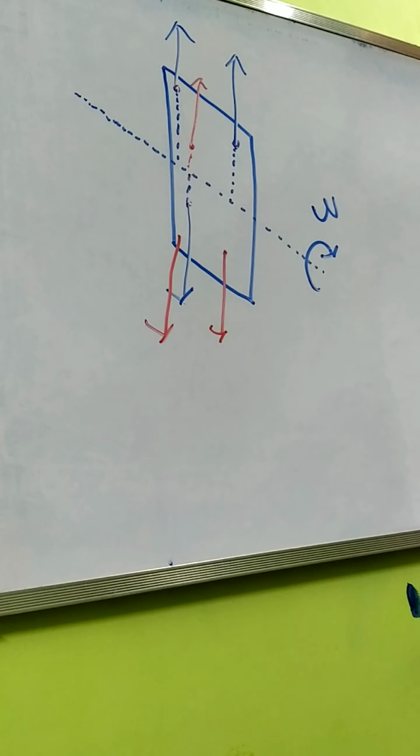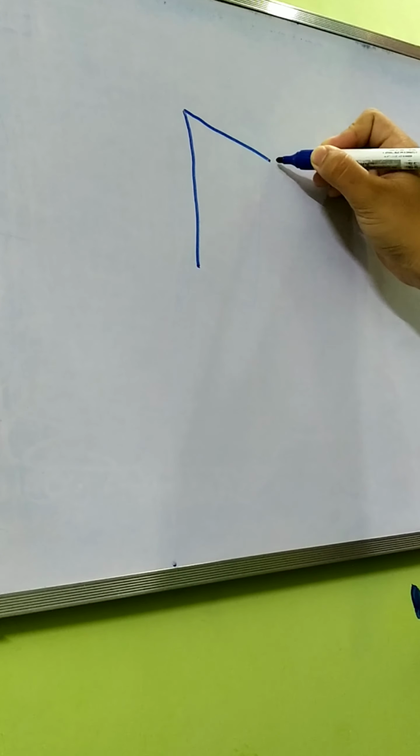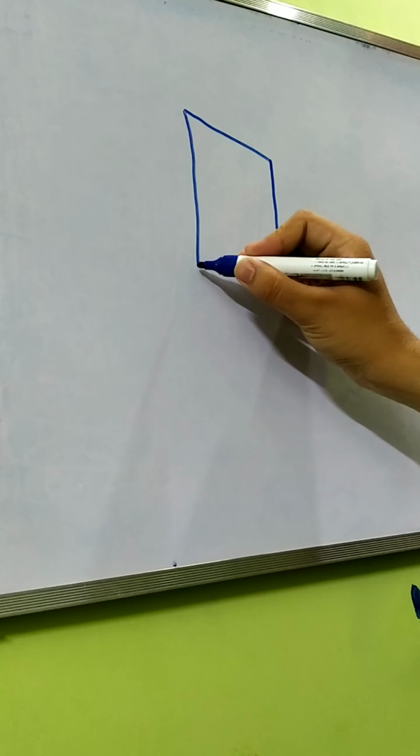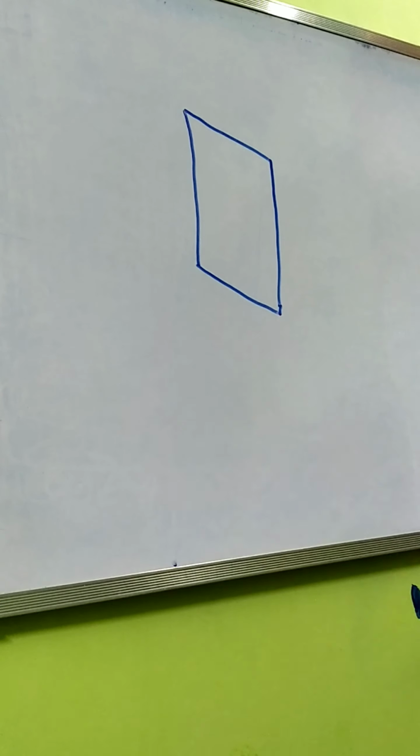Now, let's consider that the body is tilted. I mean, the book here is tilted. Now the axis is not passing like this actually. Now the axis is actually passing like this. Now the body is slightly tilted.